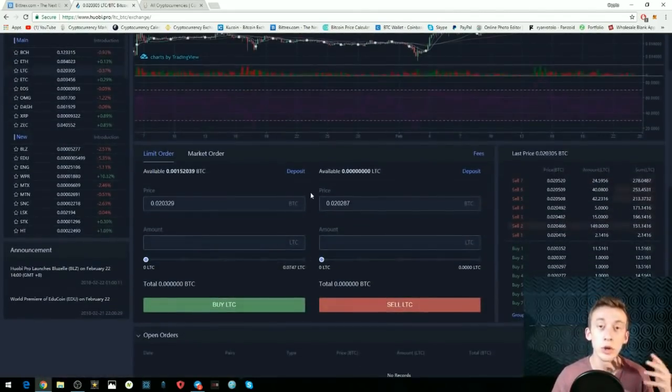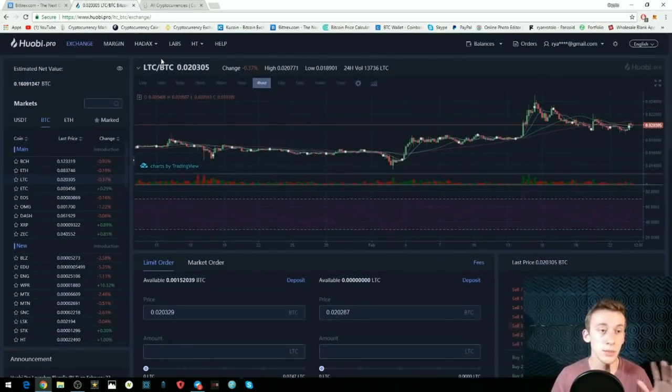Down here, this is where you're going to buy and sell that cryptocurrency that you want to purchase. Actually, let me go over up here first before we go down there. Up here, this is where you could see LTC to BTC. So we're in the Bitcoin market purchasing Litecoin. Right next to it, you can see the percent change in the past 24 hours, as well as the high in Satoshis in the past 24 hours, because we are in the Bitcoin market, as well as the low next to that, and the 24-hour volume in Litecoin.